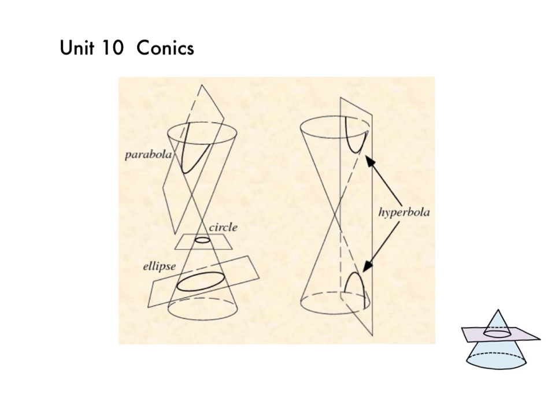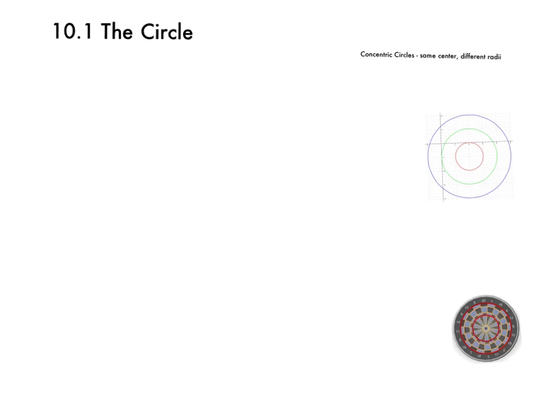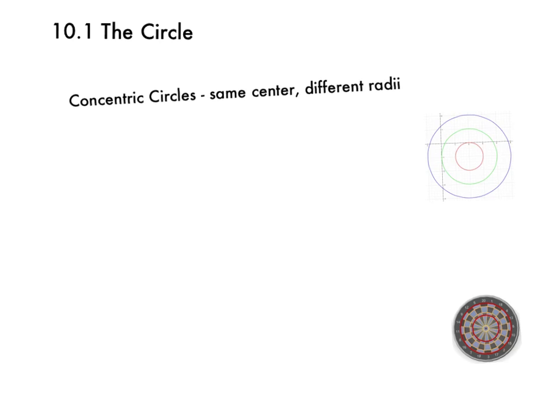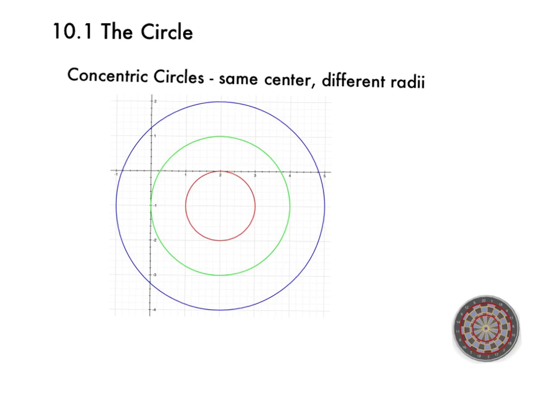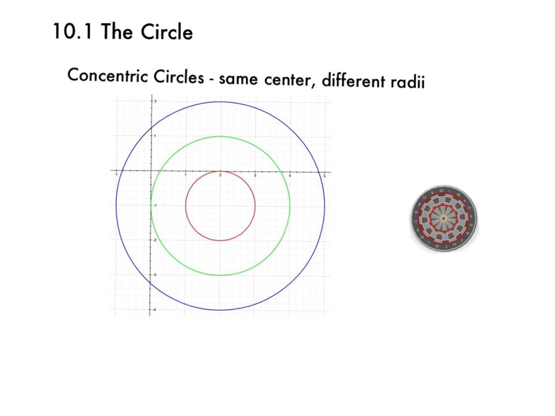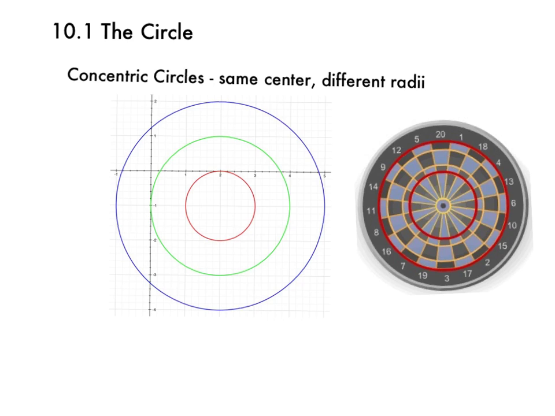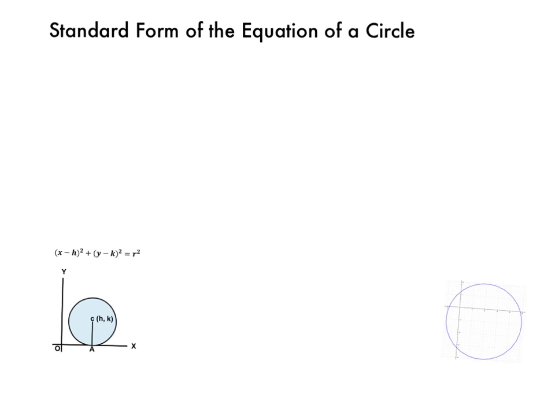Today we're going to focus on the circle. First, let's review concentric circles. Concentric circles have the same center, different radii. Okay, example. Same center, different radii. Dartboard, same center, different radii.